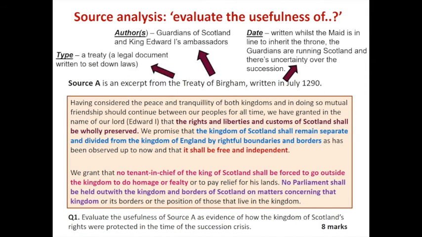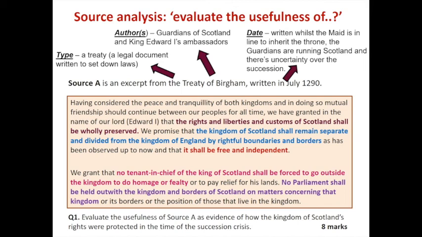So the next thing up, and one of the maybe trickier things to approach when you do the evaluate the usefulness question, is looking at the type of source. Now when it says type, we are being asked to comment, well, what is it? Is it a diary entry? Is it a law? Is it someone's memoir? Is it a history book about someone? We basically need to spot for ourselves what that is.